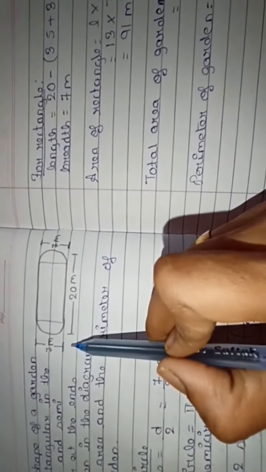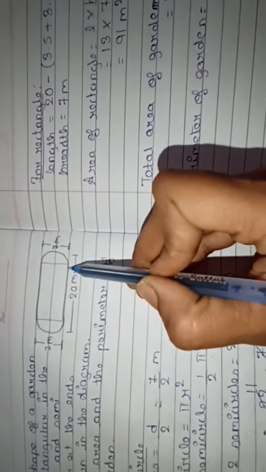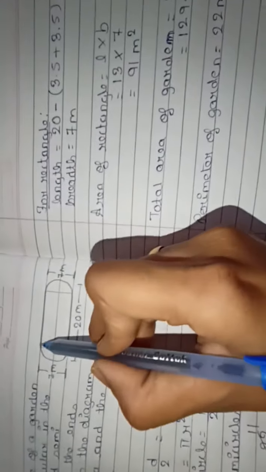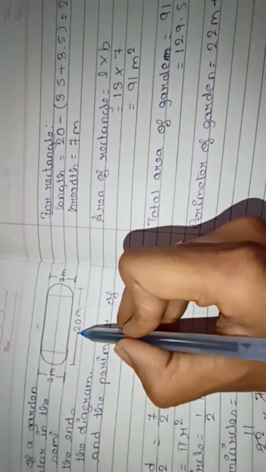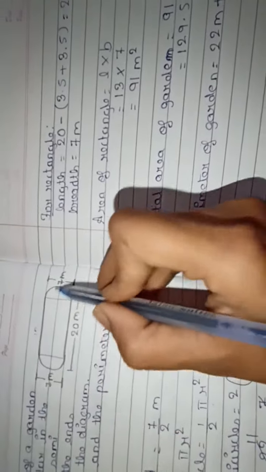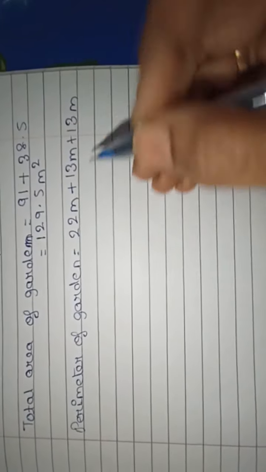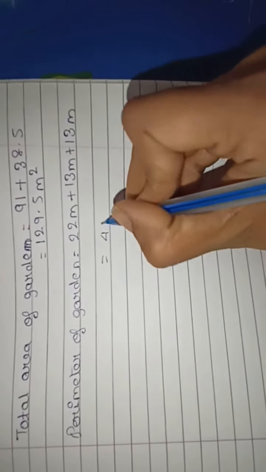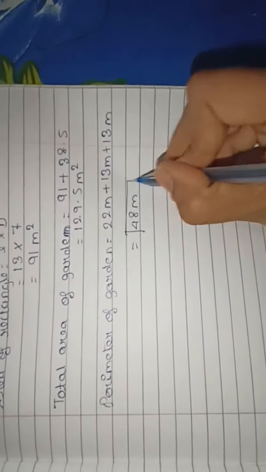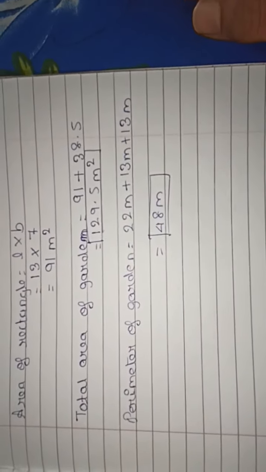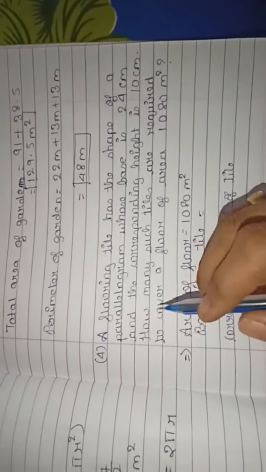Now what next is left to be added? This length and this length. This length we have found out as 13 meter, right? Here this is 13 meter, so this will be 13. So if we add these two along with the circumference of the semicircle, we will get the entire perimeter of the garden. So perimeter of the garden is 22 meter plus 13 meter plus 13 meter, that gives us 48 meter. So perimeter of the garden is 48 meter and the area of the garden is 129.5 meter square.